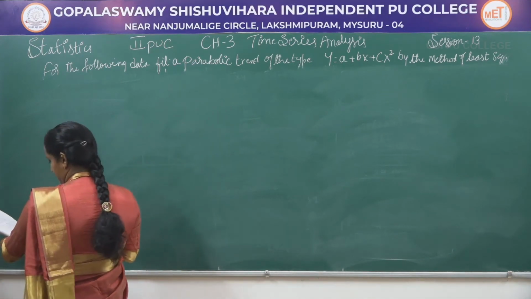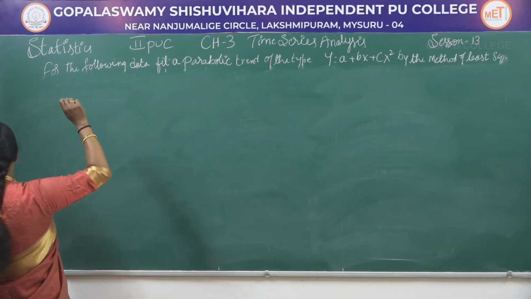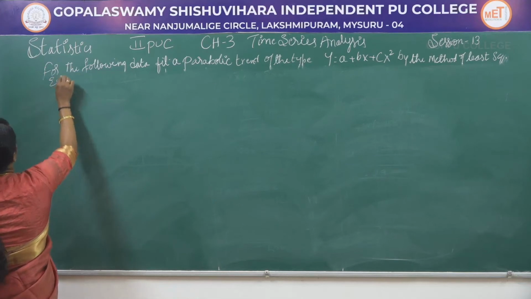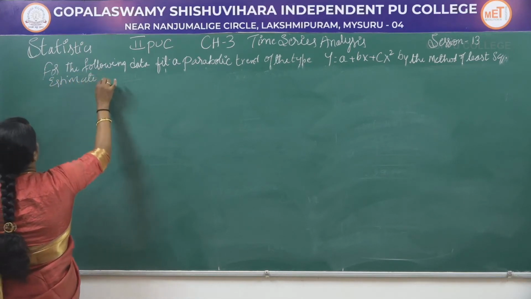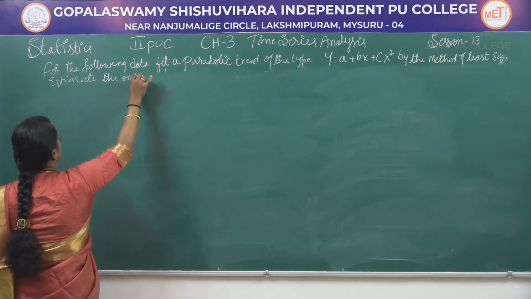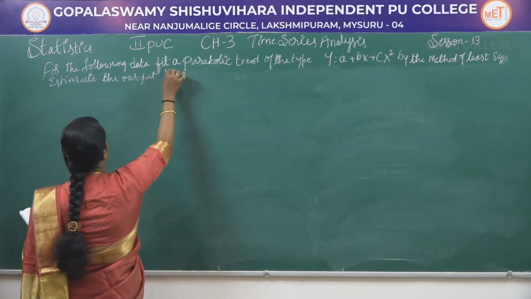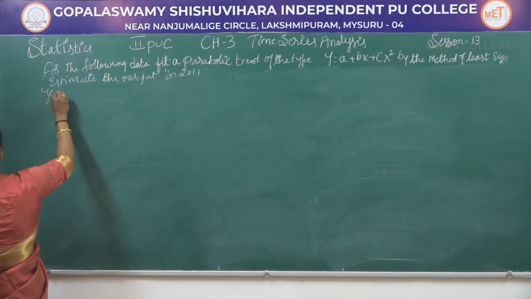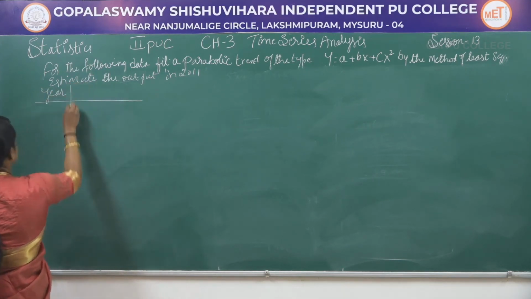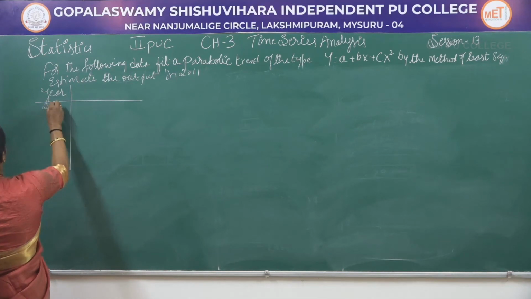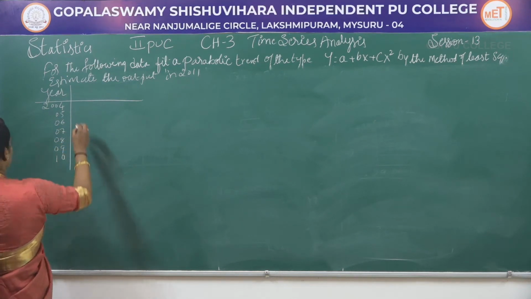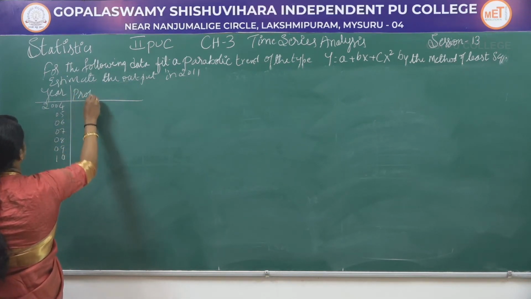Here also we have to do the estimation for 2011. Estimate the output in 2011. So here the years are 2004, 5, 6, 7, 8, 9, 10. Next, profit.